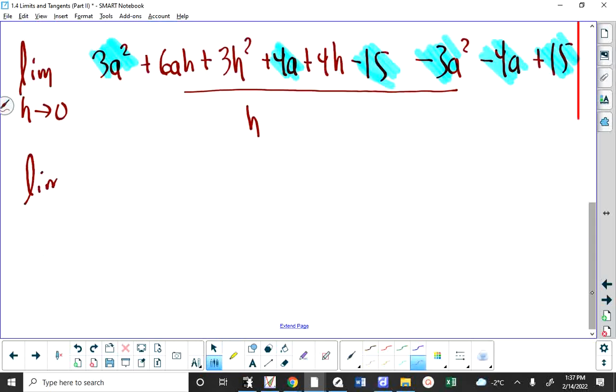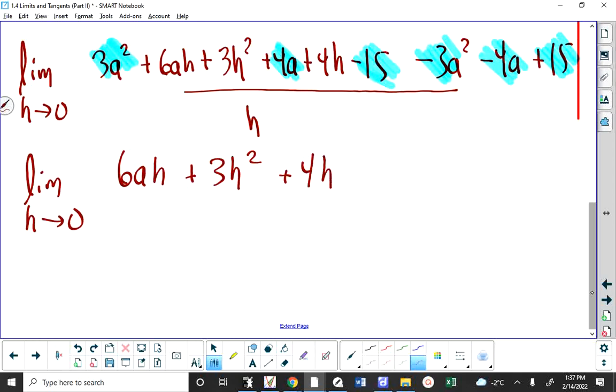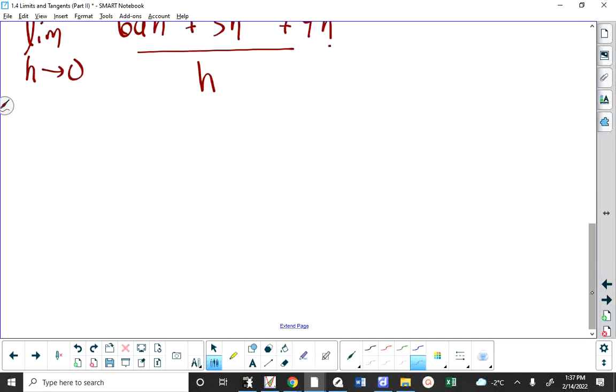Leaving me with the limit as h approaches 0 of, what do we have? 6ah plus 3h squared plus 4h. Mackay, I'm just curious, are you starting to see what you thought was the answer in there? Namely 6a plus 4. Is that what you maybe thought it was? 6a plus 4? So now I can factor an h out.